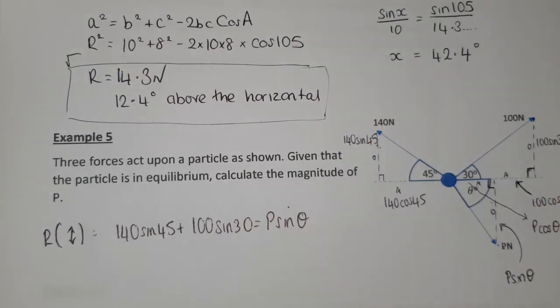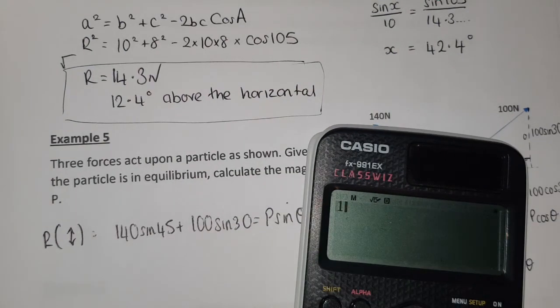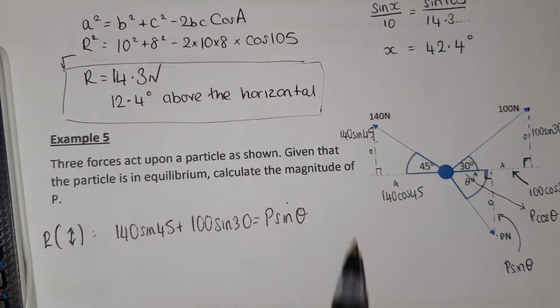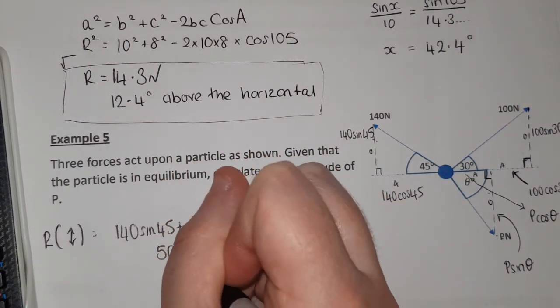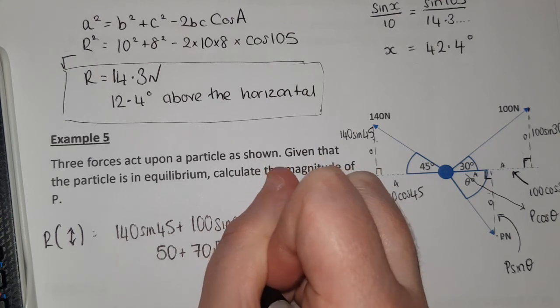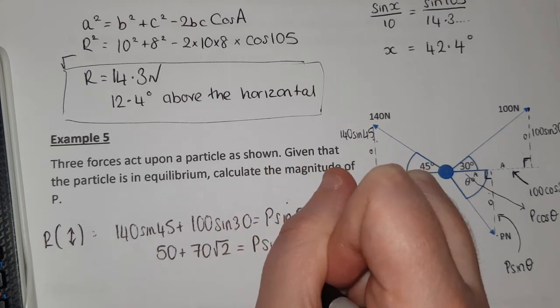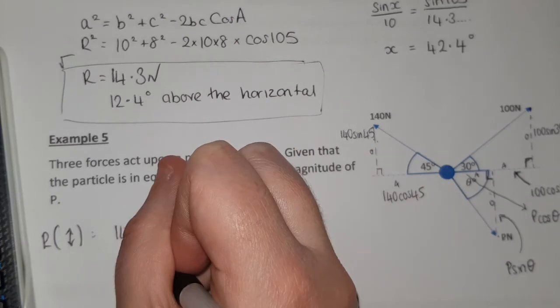Okay, now I'm just going to chuck that left hand side into the calculator. 140 sine 45, and then I've got plus 100 sine 30. And I am going to leave it as 50 plus 70 root 2. So I've got one equation.